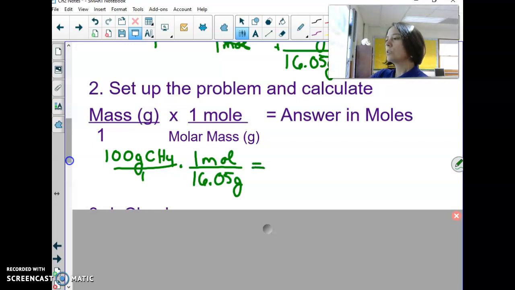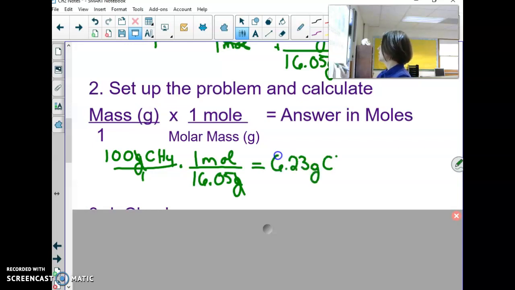So I'm going to first cancel out the units that I can, and I'm left with moles. And then I'm going to do my math, and I'll give you a moment to do that. Okay, if you got 6.23 methane, then you are correct. Good job.